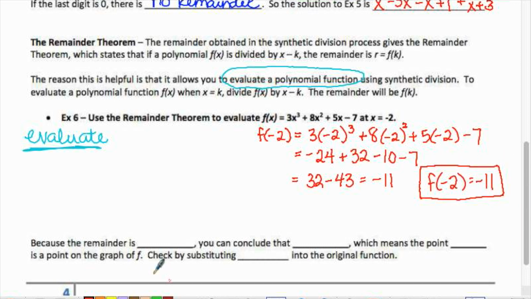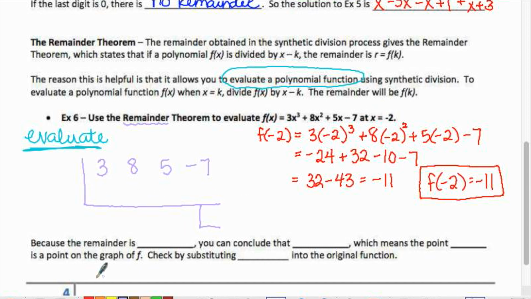All right. Not horrible, right? But we can actually use synthetic division and the remainder of that synthetic division to help us evaluate where we wouldn't have quite so much arithmetic to have to worry about. So we're going to use synthetic division, meaning I need to check my powers. 3, 2, 1, 0. So we're ready to set it up. So it'd have 3, 8, 5, and -7.